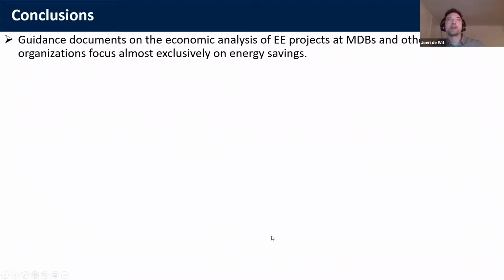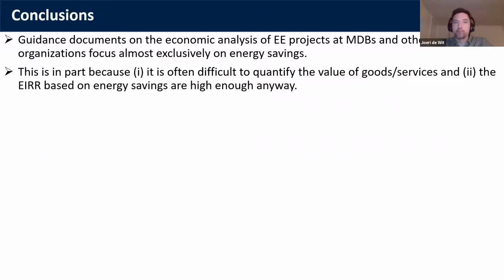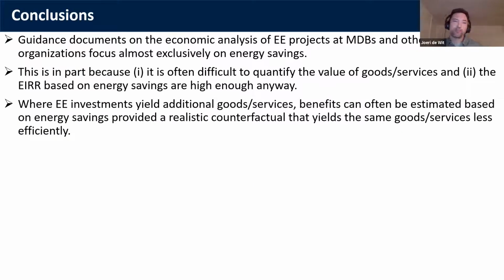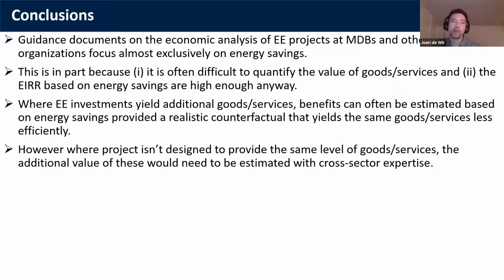So, some conclusions. Guidance documents on economic analysis of EE projects at MDBs and other international organizations focus almost exclusively on energy savings. This is in part because it is often difficult to quantify the value of goods and services, and the economic internal rate of return based on energy savings alone is often high enough anyway. Where energy investments yield additional goods and services, benefits can often be estimated based on energy savings, provided a realistic counterfactual that yields the same goods or services less efficiently. However, where the project is not designed to provide the same level of goods and services, the additional value of these would need to be estimated with cross-sector expertise.